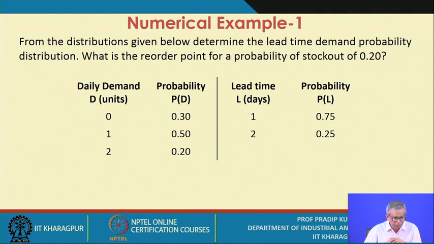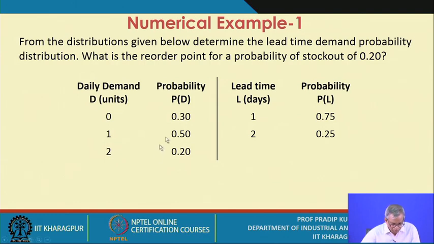So let us first talk about this numerical example. From the distributions given below, determine the lead time demand probability distribution. That is your goal. What is the reorder point for a probability of stockout of 0.20? Once the joint probability distribution is known, can you answer the second question, that is, what is the reorder point for a probability of stockout of 0.20?